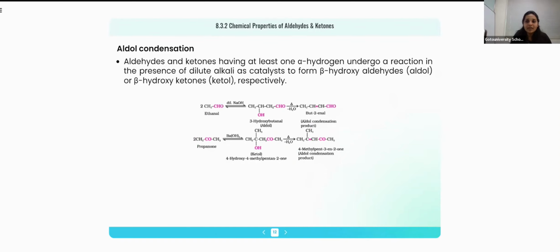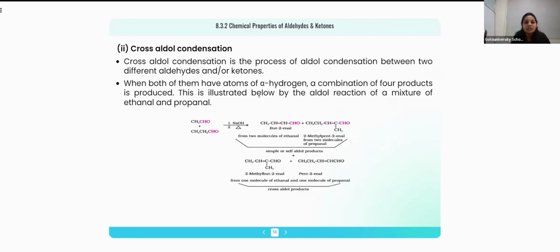But crossed aldol condensation means I am taking two different aldehydes. Don't take one aldehyde and one ketone, not like that. If you are taking aldehydes, take two different aldehydes. If you are taking ketones, take two different ketones. If both the aldehydes are the same or both the ketones are the same, it is normal aldol condensation. If they are different, that is cross aldol condensation.